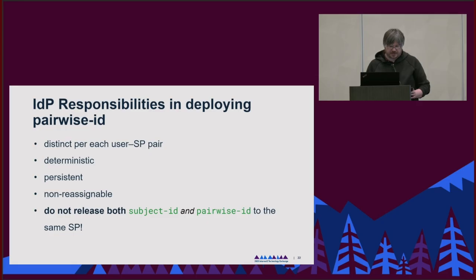But the basic rules, other than that, are familiar from those of subject ID. It has to be persistent, non-reassignable. Deterministic is a property you're going to want to get this working correctly, because you want there to be a mathematical mapping between the origin identity and whichever derivative identities or derivative values you're going to be sending to each SP. And just to reiterate, do not release both the subject ID and the pairwise ID to the same SP, otherwise you're breaking this whole idea.